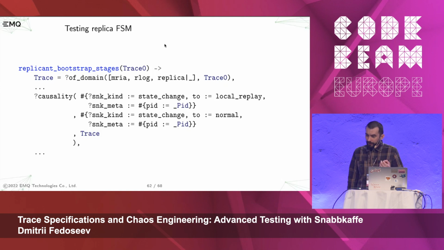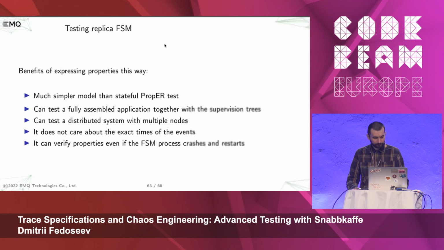This looks very unusual from how you test state machines using PropEr, for example. So what are the benefits of this approach? First of all, the trace-based model is much simpler. We don't need to implement tons of callbacks. We just write a couple of macros.